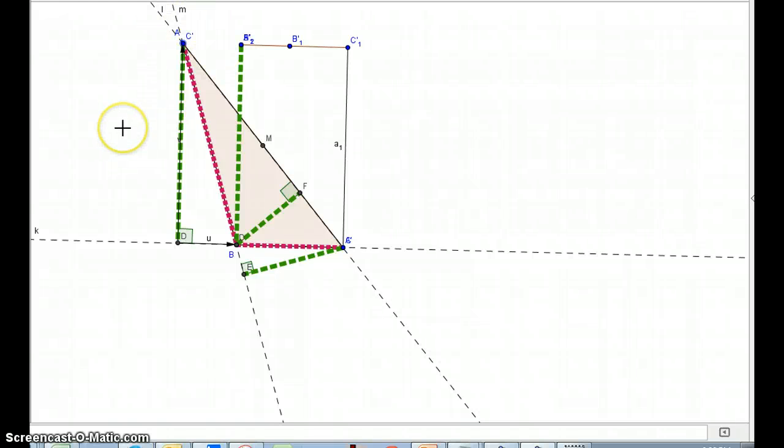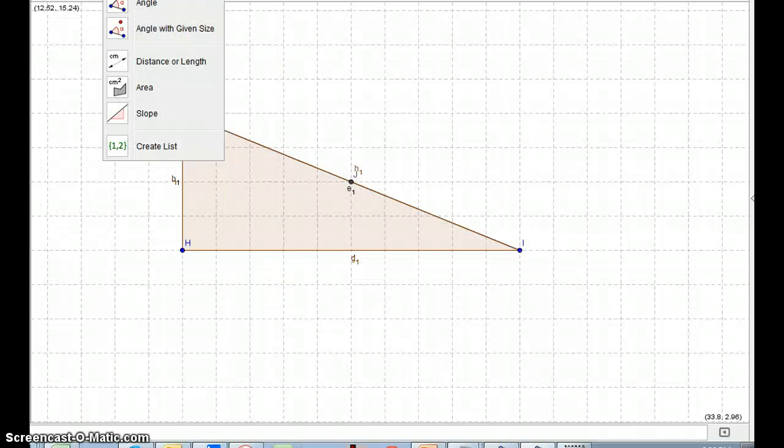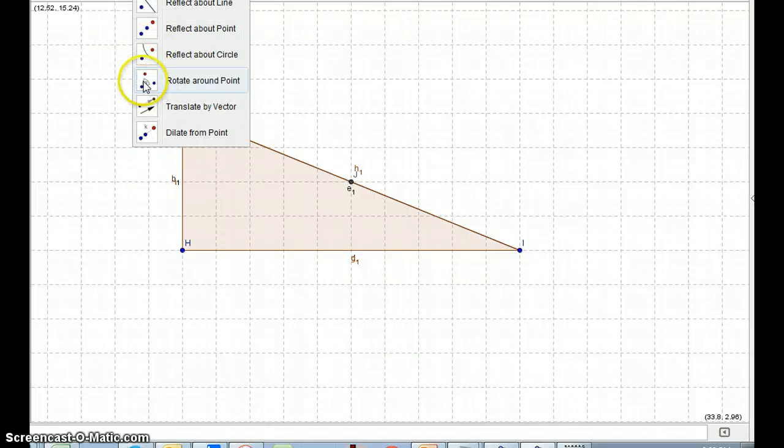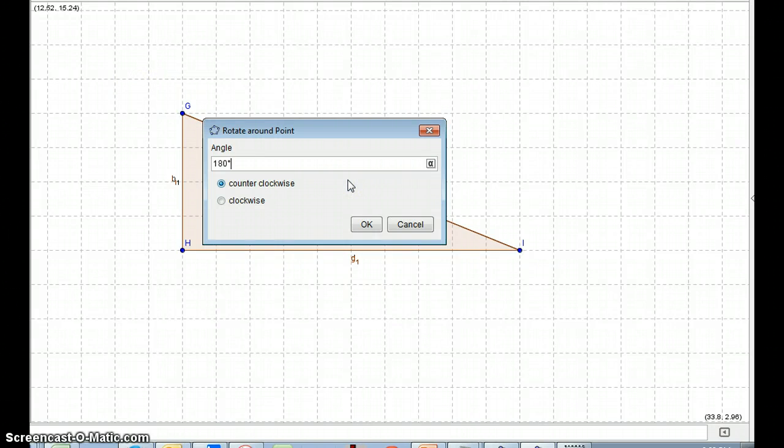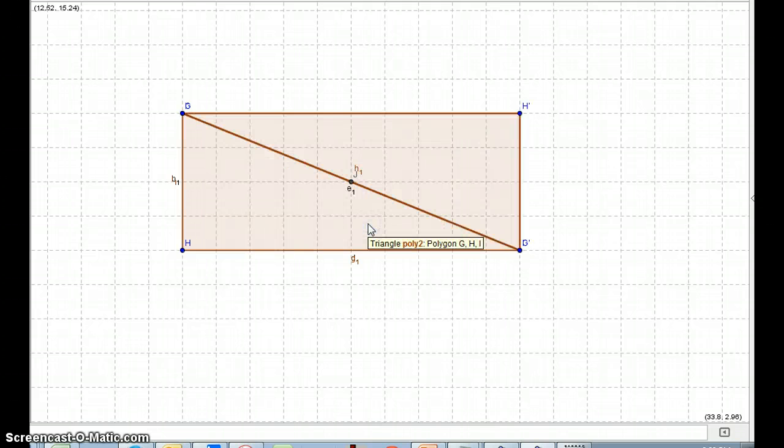So let's see if we can figure out why the parallelogram also borrows its area formula from the rectangle. I'm going to create a rectangle by rotating this right triangle around the midpoint of the long side, and I'm going to make it into a polygon with the polygon tool.